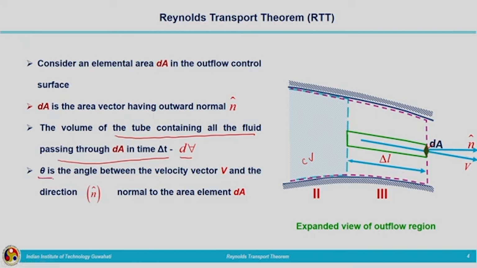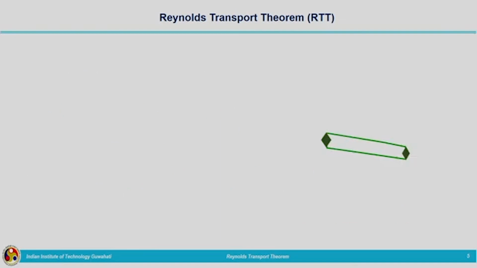We are considering an angle theta, which is the angle between the velocity vector and the normal to the area vector. So, we consider angle theta, which is the angle between the velocity vector and the direction n normal to the area element dA. This is the tube containing the fluid in the control surface, or in the outflow region, which has a length of delta L.